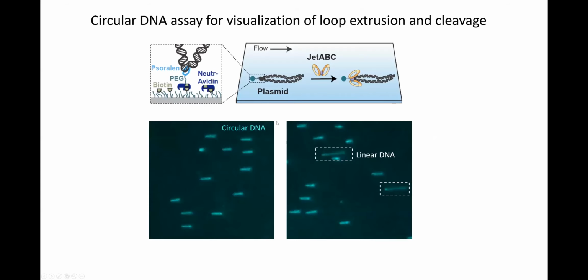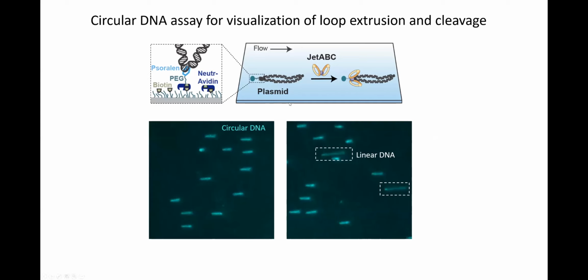And then, as I mentioned at the beginning of the introduction of this work, the hypothesis in the field was that the loop extrusion activity of WAZ may be required for the DNA cleavage activity of WAZ that is specific to circular DNA. So we decided, of course, that to understand this we need to change the topology of the DNA, so not working with linear DNA only, but also with circular DNA.